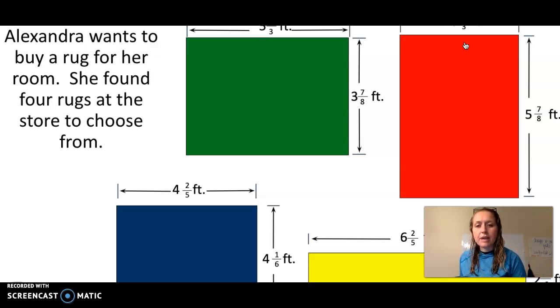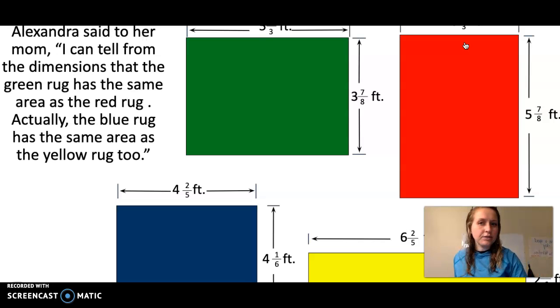Let's try it. Alexandra wants to buy a rug for her room. She found 4 rugs at the store to choose from. So these are your 4 rugs: a blue rug, a green rug, a red rug, and a yellow rug. Alexandra said to her mom, I can tell from the dimensions that the green rug has the same area as the red rug. Actually, the blue rug has the same area as the yellow rug, too.